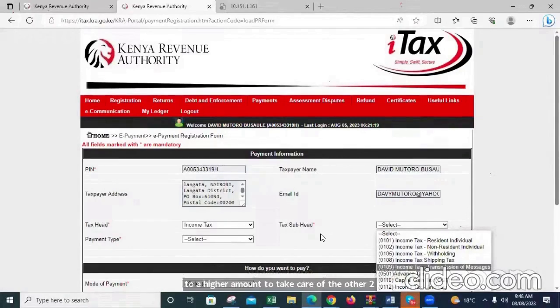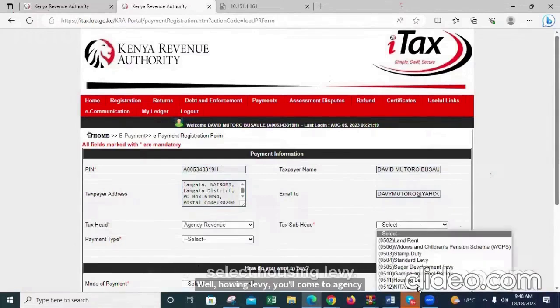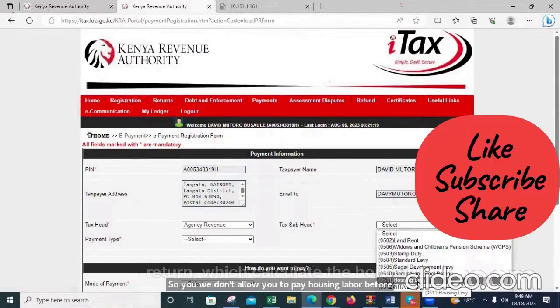So for PAYE, the payment is under income tax PAYE if you have that obligation. For housing levy, you'll come to agency revenue and you'll select housing levy. And of course, you cannot pay for housing levy until you file a PAYE return which has housing levy liability. So we don't allow you to pay housing levy before filing the return, because you need to file the return, which calculates the housing levy. Then you go and generate a payment slip for housing levy.